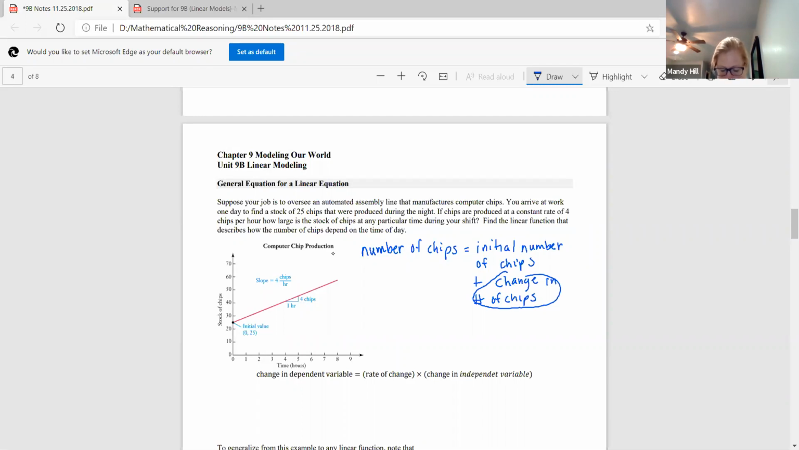It looks like, if you look at, they found the slope here, we go up 4 and over 1, so 4 chips per hour. So to calculate the change in the number of chips, we've got 4, it's going to change 4 chips every hour. So we're going to multiply that by the elapsed time, or how much time has gone by.